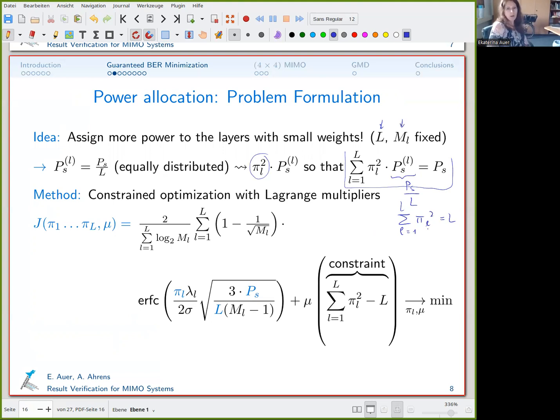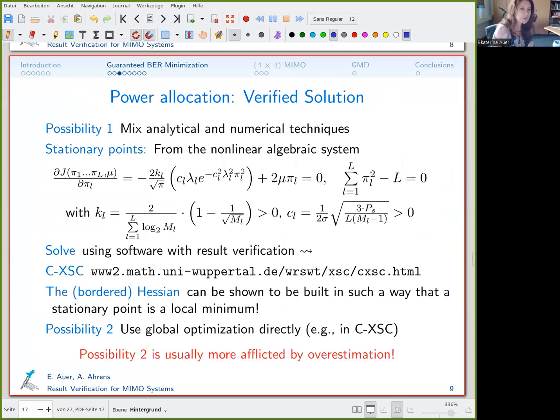So this is a constraint shown here, and using the Lagrange multipliers method, we obtain those goal functions, the function that we need to optimize. So what options do we have here? The first possibility is to mix analytical and numerical techniques and obtain a system for computing the stationary points on a piece of paper.